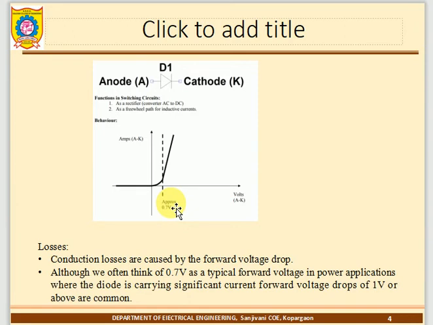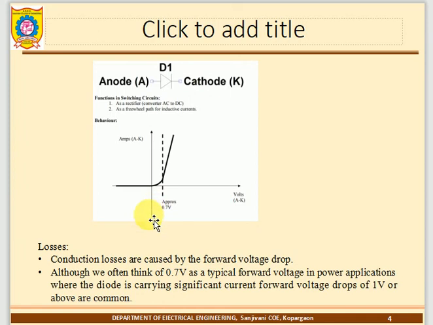Is it conducting at this point? No. Is the diode conducting at this point? No. But once it crosses 0.7 volt, the diode is permitted to accept the flow of current. So you can accept it. Okay, clear?